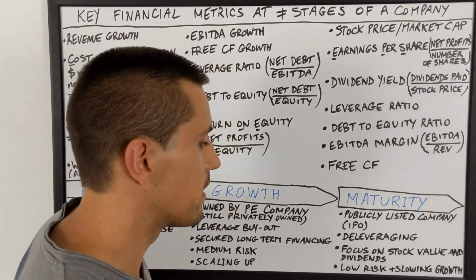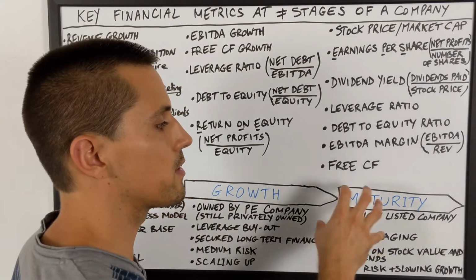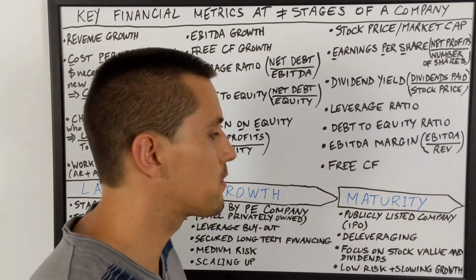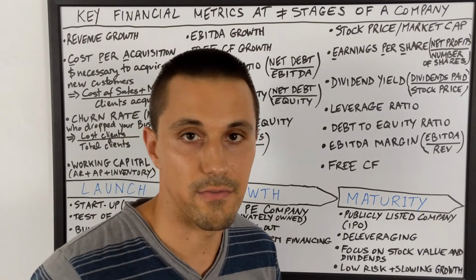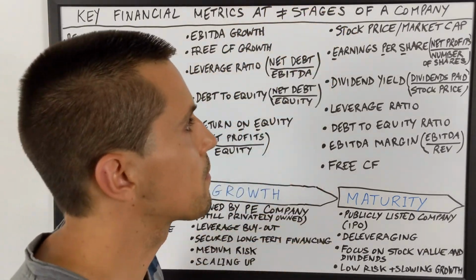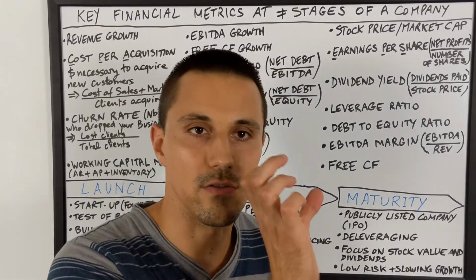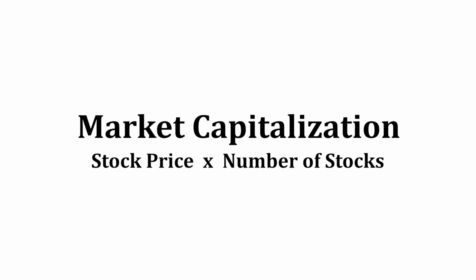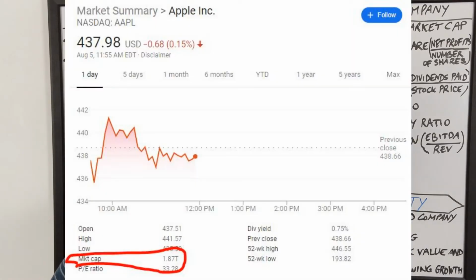As I mentioned before, obviously when you are a publicly listed company, when you're a matured company, let's say for example like Apple, all the investors will look at the stock price, and when you look at the stock price times the number of shares, you get the market capitalization. For example, today Apple is valued at $1.9 billion, which is their market capitalization.